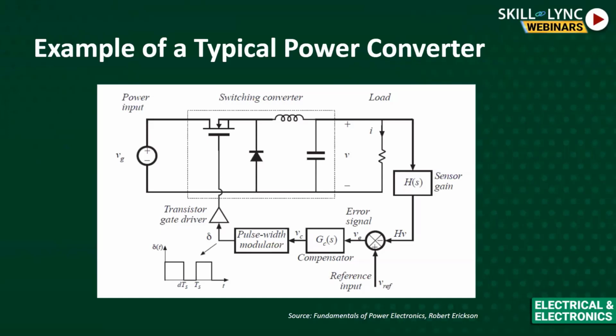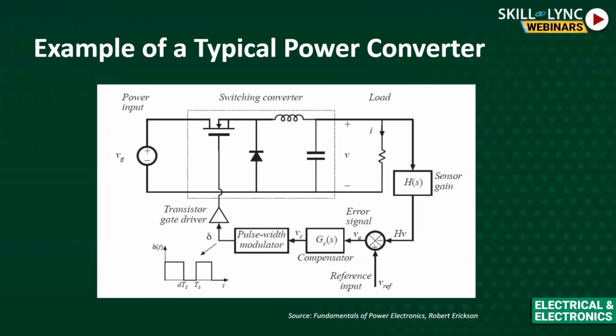Right. So this duty cycle can be given to the MOSFET or an IGBT, whatever it is. So this is a control path, H(s), Gc(s), and then this pulse width modulator and the transistor gate driver. So this is nothing but a control path. And the power path is the Vg, switch, and then this diode, and then L, C, and of course the load is what we put there. Right. So this is the basic typical example of a power converter with the feedbacks shown in the block diagram.